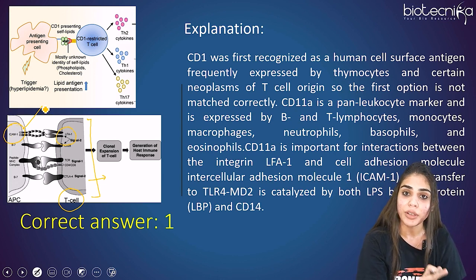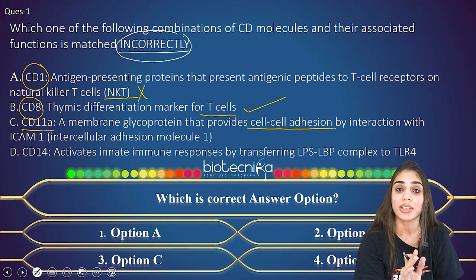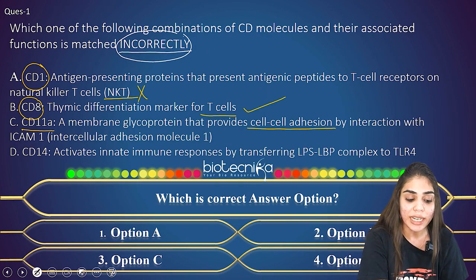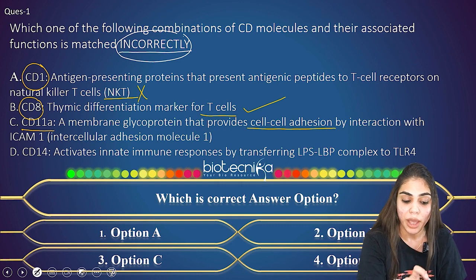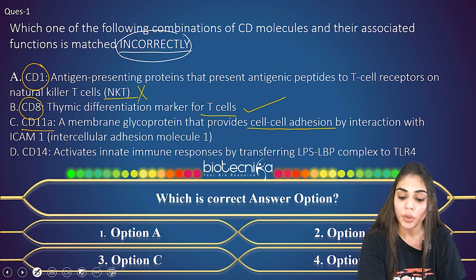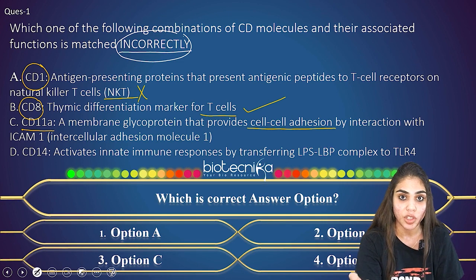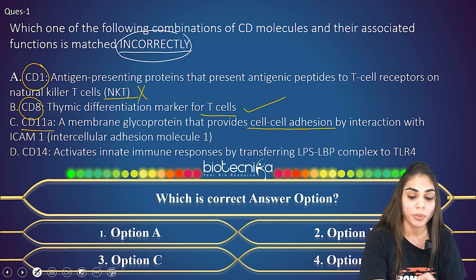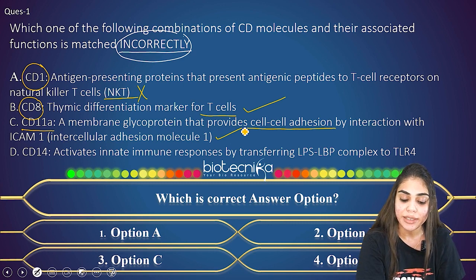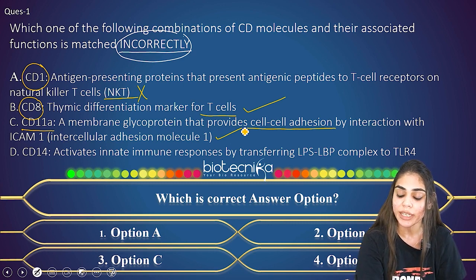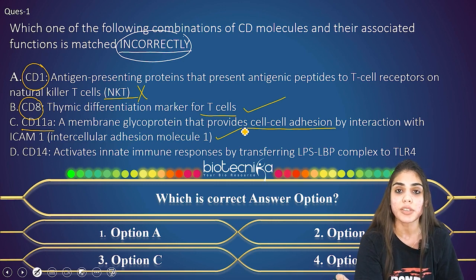So let's come back to the C statement and see whether it is correct or incorrect. CD11A, which is a pan-leukocyte marker, is a membrane glycoprotein that provides cell-to-cell adhesion. Yes, correct, by the interaction with ICAM1. Very correct statement. CD14 activates innate immune responses by transferring LPS or LBP complex to TLR4.